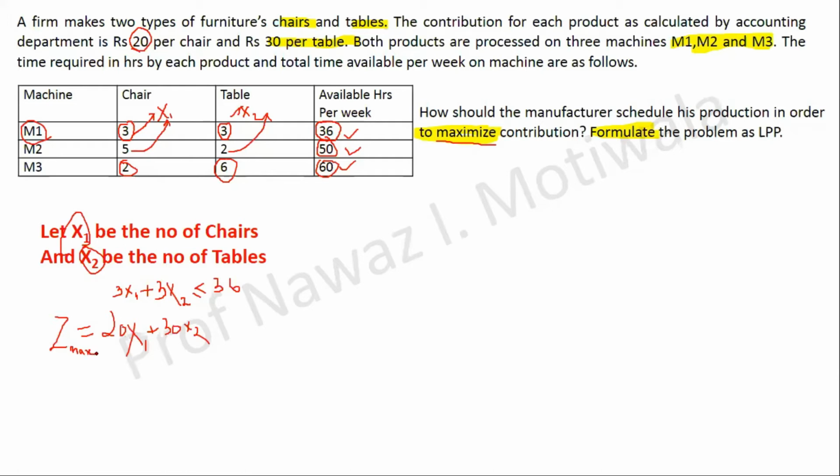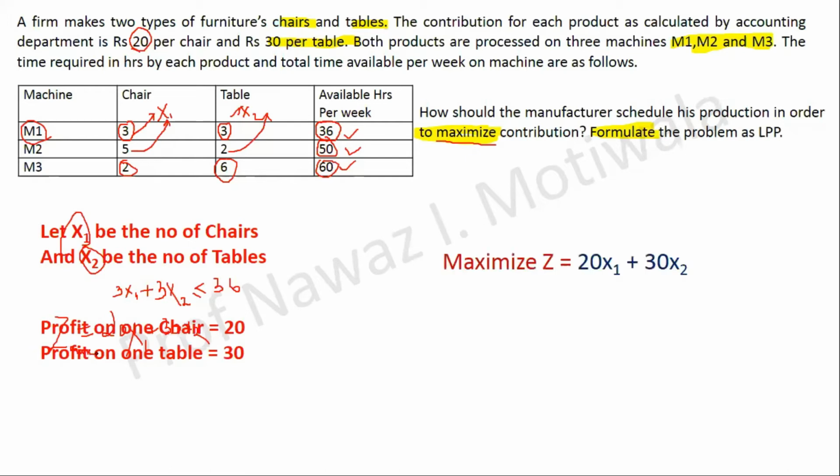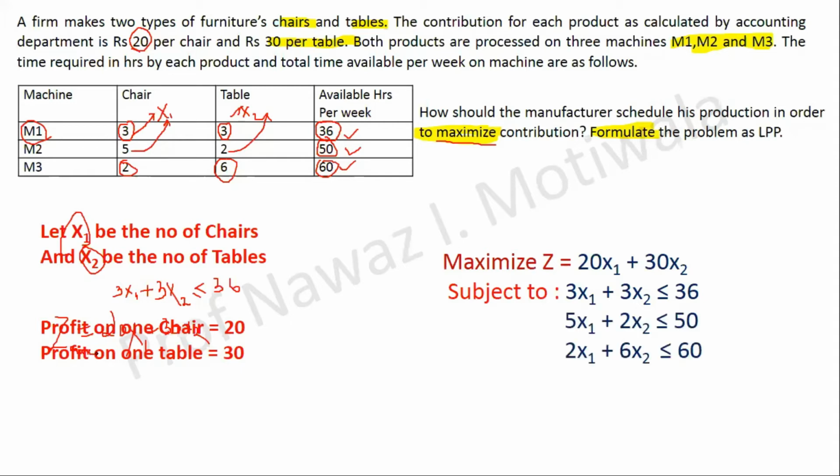which now I will show by animated equations. So it will be maximize Z equals 20x1 plus 30x2, subject to 3x1 plus 3x2 less than or equal to 36, 5x1 plus 2x2 less than or equal to 50, and 2x1 plus 6x2 less than or equal to 60. And lastly we will write x1, x2 greater than or equal to 0. And this completes our formulation of the problem as a linear programming problem. So any doubts to anyone? Else we will proceed to the next problem.